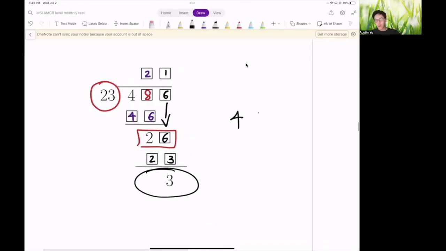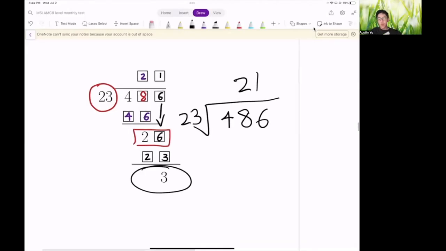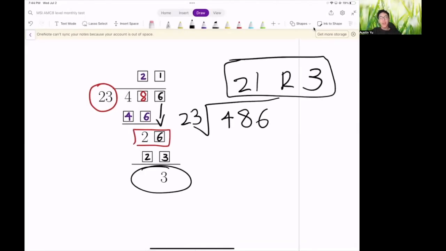So in total, the final answer is 486 divided by 23, which gives you 21 with a remainder of 3. And that is your final answer for this problem and what you filled in.